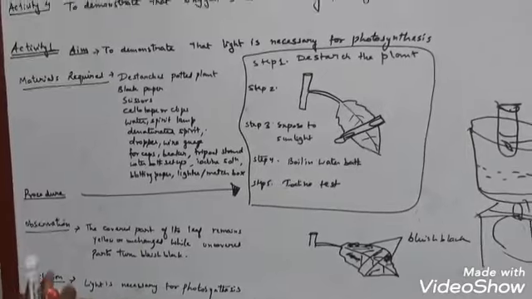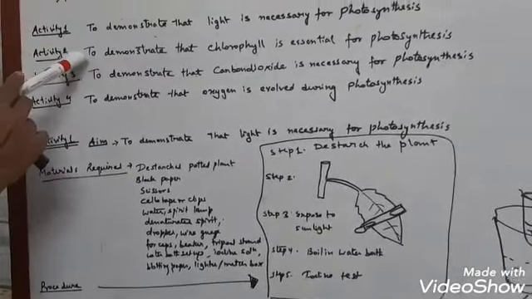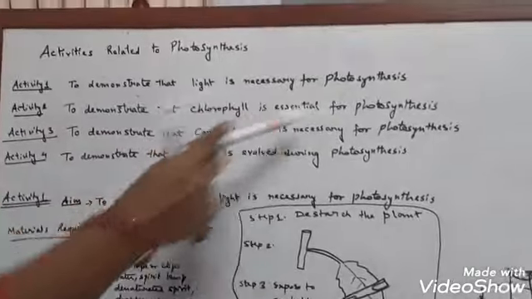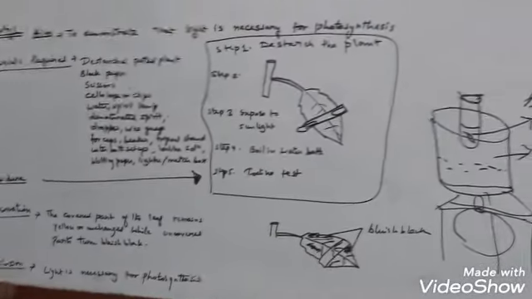I hope you understood this activity, and if you have any doubt you can comment to me. Clear? So in the next activity I will be telling you how to demonstrate that chlorophyll is essential for photosynthesis. Clear? So children, I hope you understood the activity for the demonstration of light being necessary for photosynthesis. Now the next day I will describe how chlorophyll is important for photosynthesis.